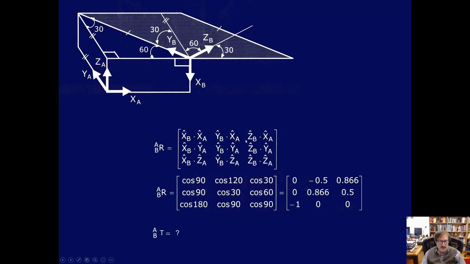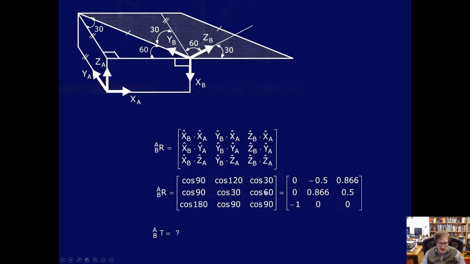YB and XA. YB is this, and XA is this. So this is 90 plus 30, which is 120 degrees. ZB and XA. ZB is this and XA is this. This is 30 degrees. Now I'm not going to continue with the rest because you have got the idea, but make sure that you check the results for the following entries of the matrix.